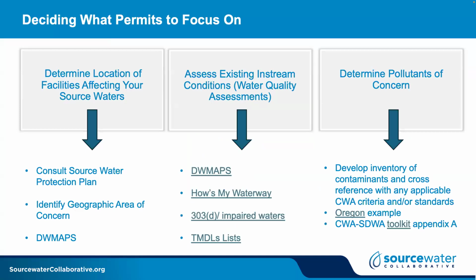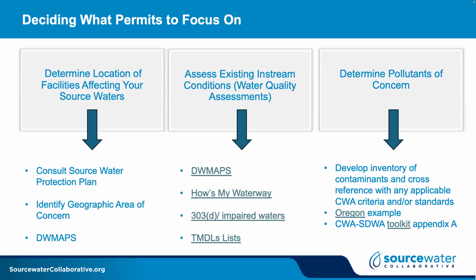So how do you decide what permit to focus on? These are 3 steps that we recommend you take. First of all, you want to determine the location of facilities that could be affecting your source waters. And there are some tools that could be helpful for doing that. Deirdre already mentioned DW maps. If you have a source water protection plan, that's another good place to look. You also want to look at the existing in-stream conditions. And there are some great tools, including DW maps and EPA's How's My Waterway. You want to look at any state impaired waters list or any cleanup plans associated with those impaired waters, the TMDLs.